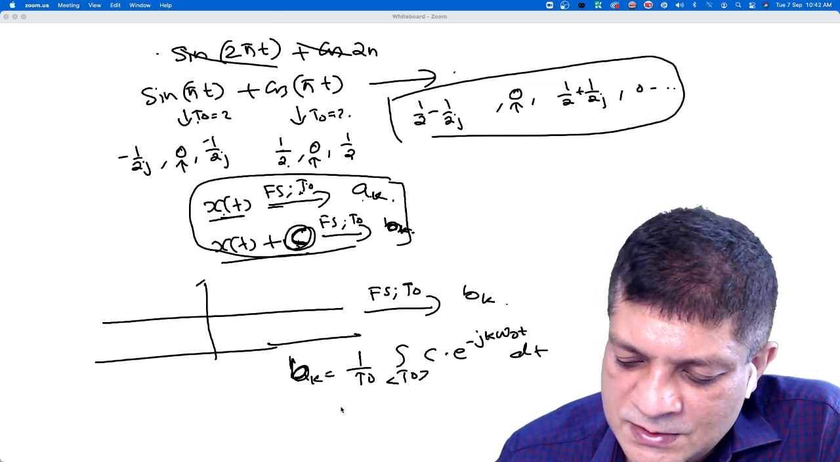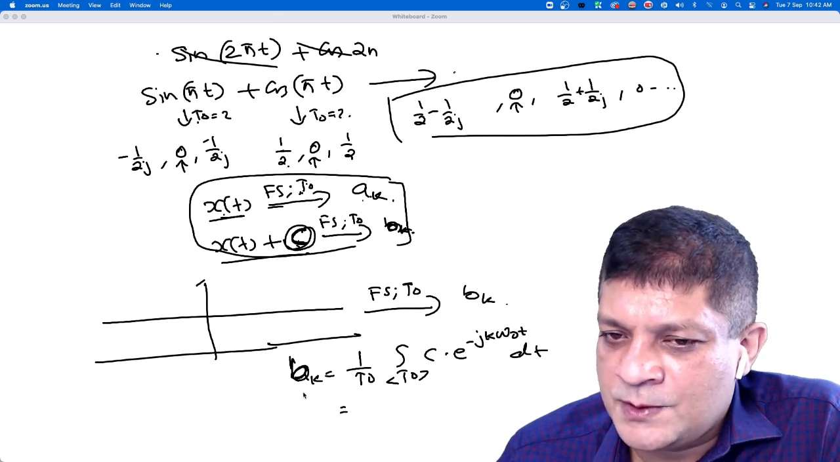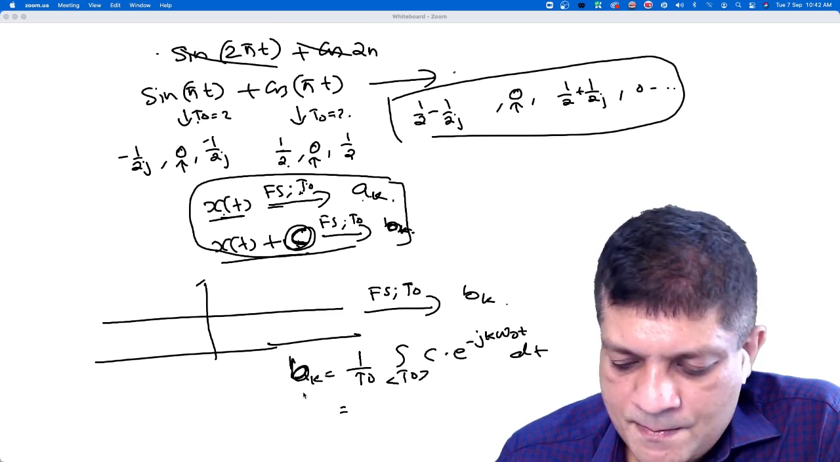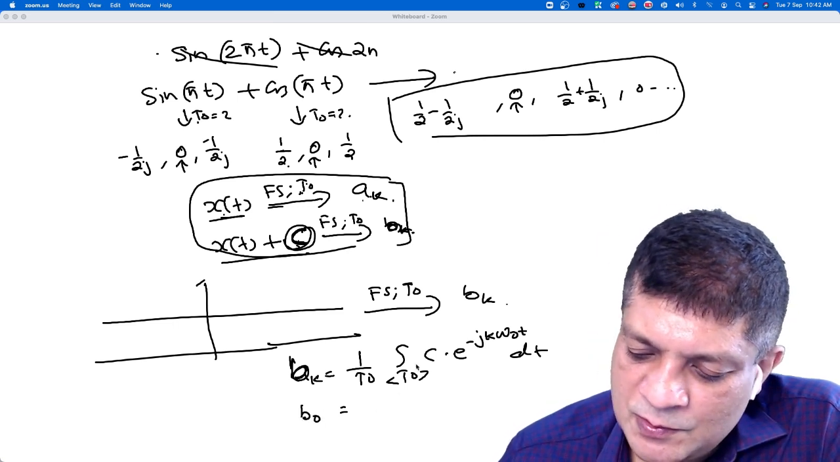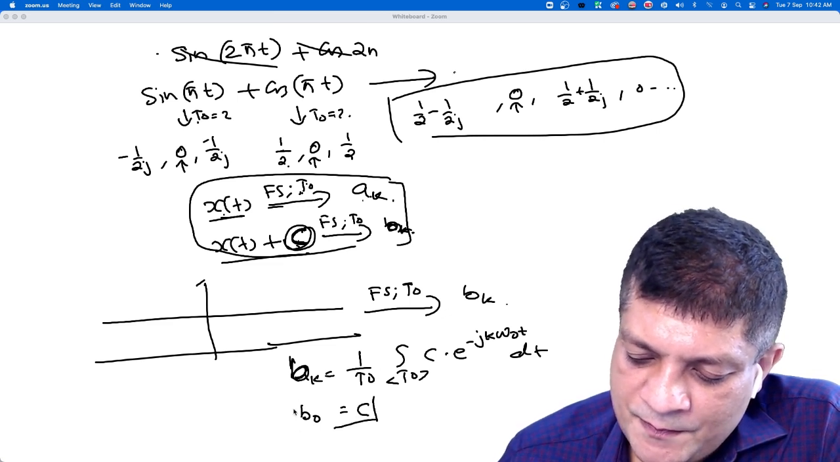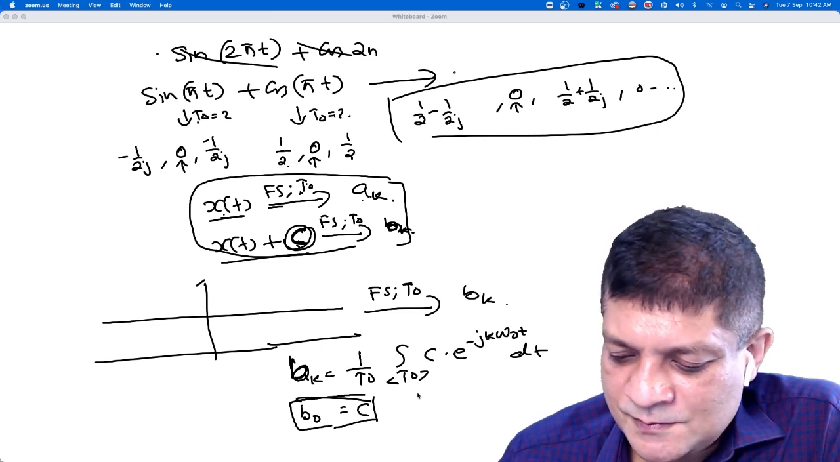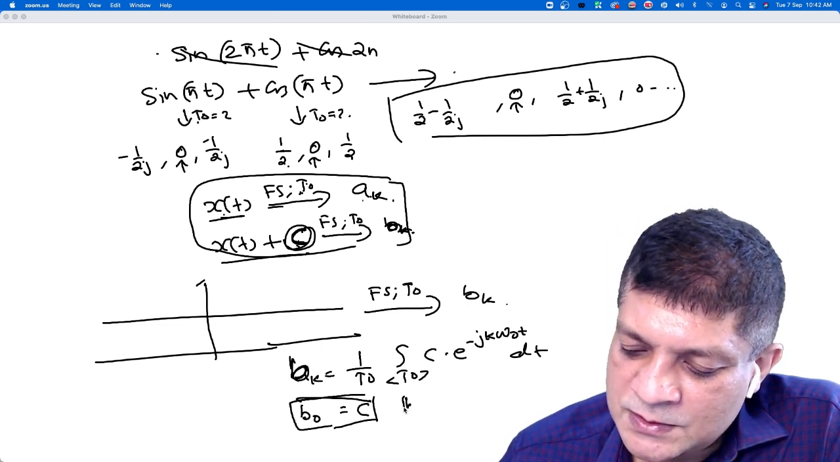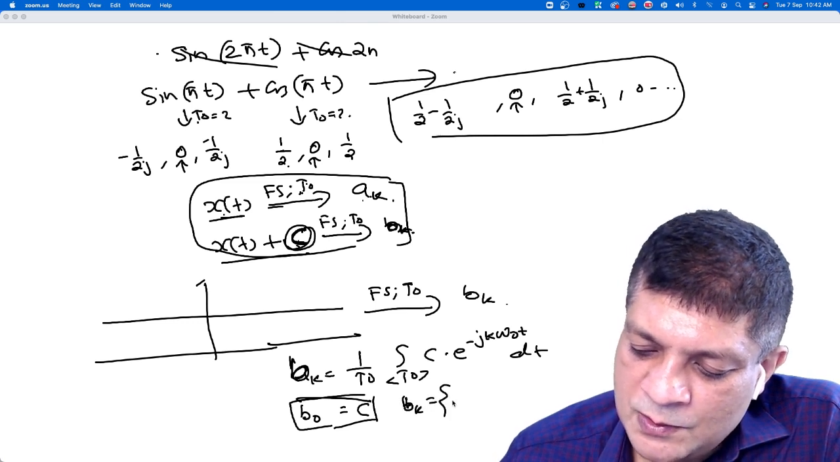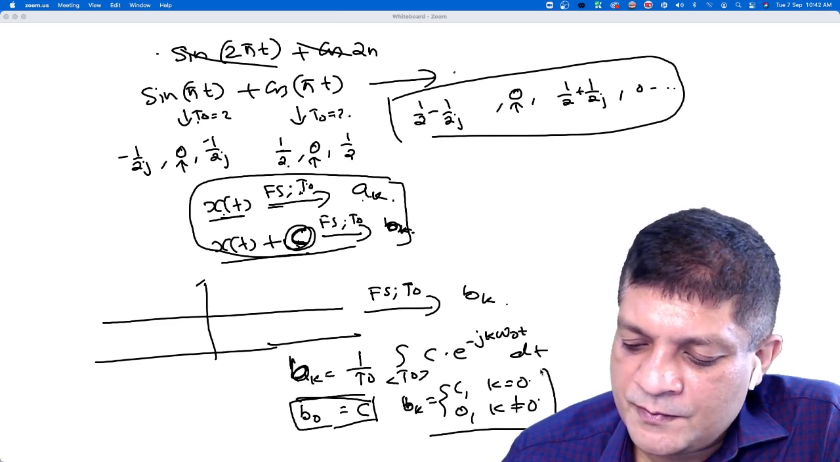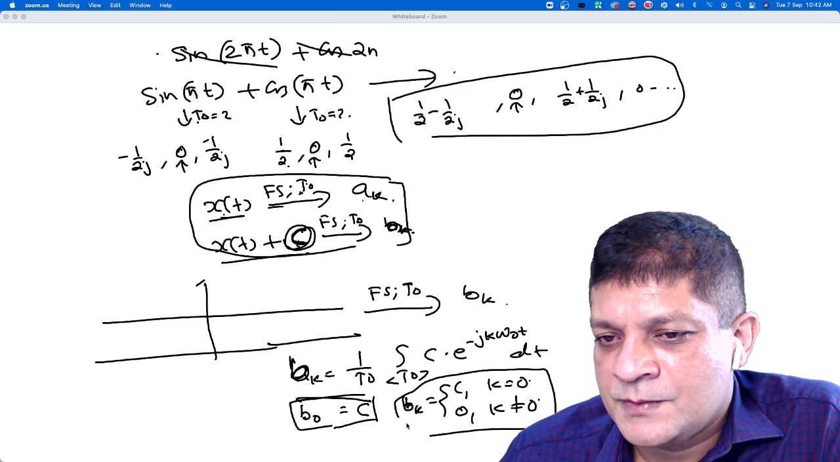Can you tell me what this integral is? How many non-zero values will there be? One. What is b_0? b_0 is C. All other values are 0. b_k is equal to C for k equal to 0, and it is 0 for all other k. It is easy to verify that, isn't it?